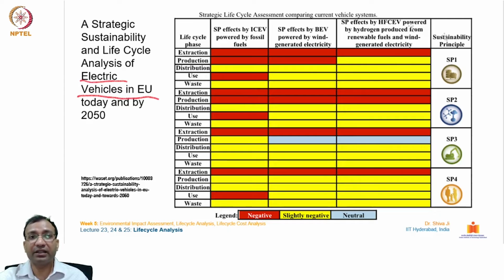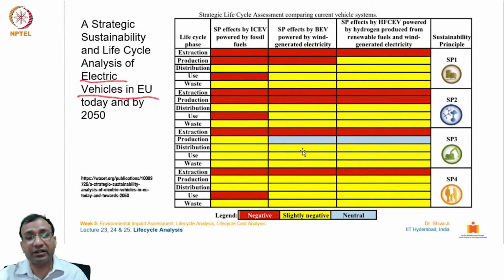So most of these areas are in red or yellow, whether it is distribution, use, waste, extraction, production, and so on. The only neutral impact area I see is at the time of production, if it uses renewable energy sources. And it has been divided on the four sustainability principles, 1, 2, 3, 4, which you can see over here. So this is how they have bifurcated it.